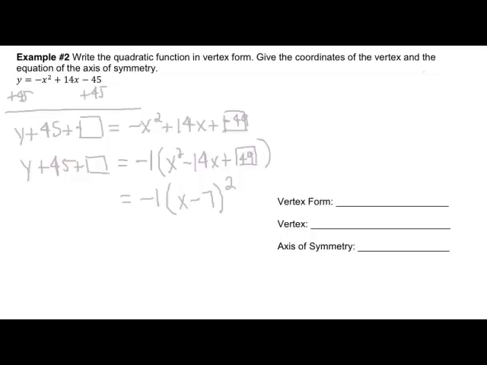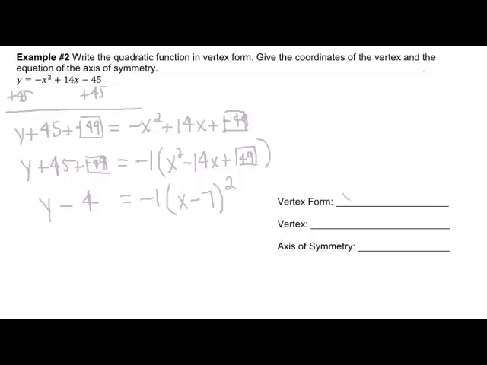So that's what we are adding to the other side as well. So this should be a negative 49. So negative 49 plus 45 gives us a negative 4. So y minus 4 equals negative 1 times x minus 7 quantity squared. Make sure you go all the way up to the very top boxes and fill those in, and that will get you the correct answer on the left hand side.